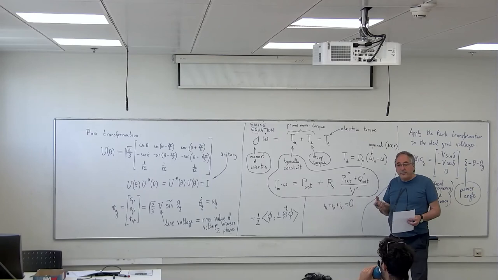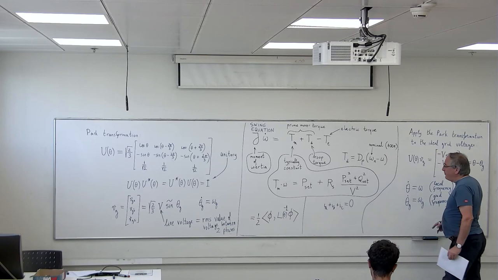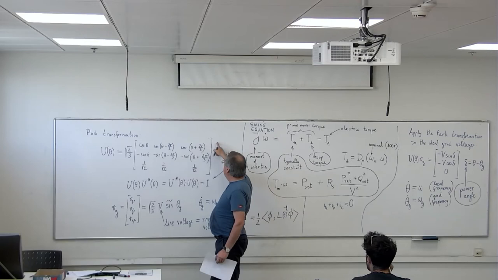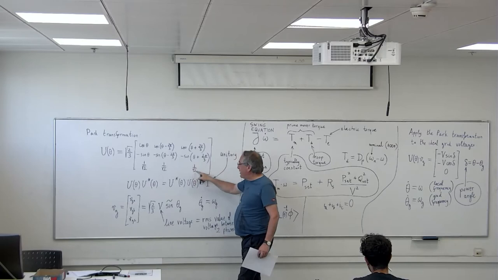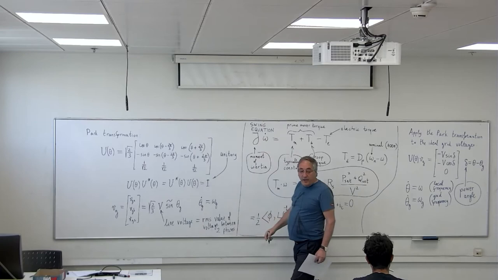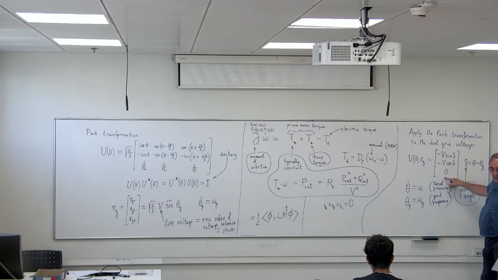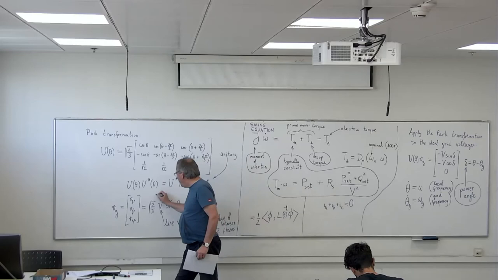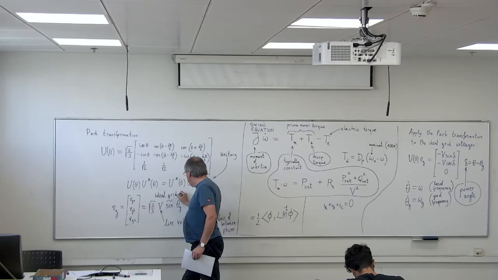And because of this, when you do the Park transformation and you apply it to a vector of grid currents, then here you obtain some constant times IA plus the same constant times IB plus the same constant times IC, which means the sum of the currents, which is zero. So the grid currents will also have a zero here. The grid voltages have a zero here if it is an ideal grid. This is what I call an ideal grid. Ideal grid looks like this.